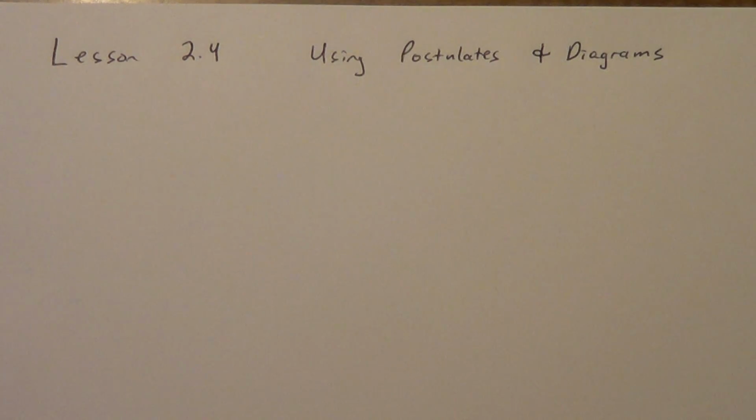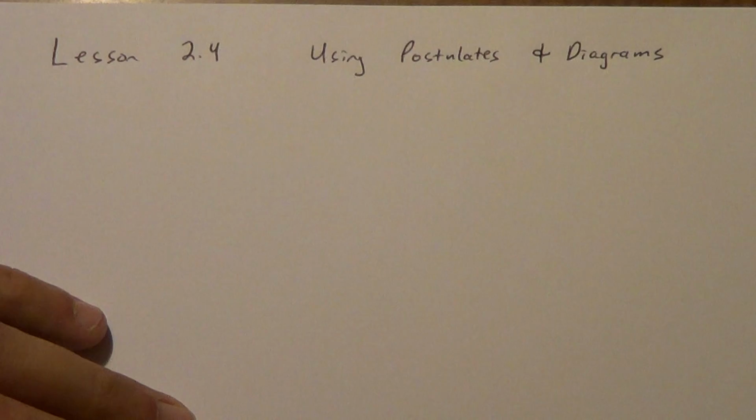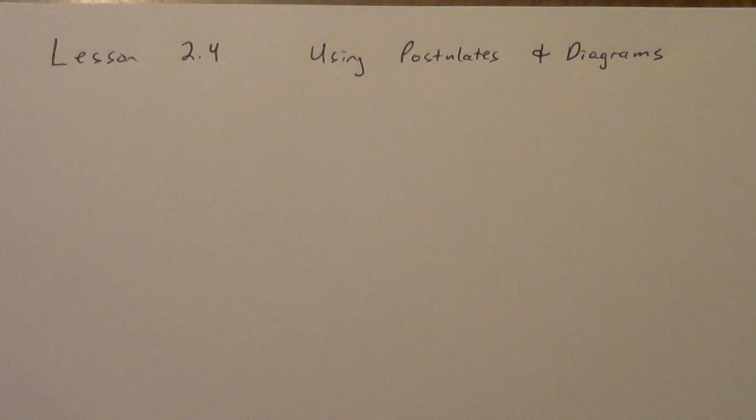Okay, here we go, starting lesson 2.4. It means we're basically halfway through chapter 2. And today we're going to talk about some postulates that you need to know. And then we're going to look at some diagrams and how things might work in those diagrams based off of those postulates or some other things.